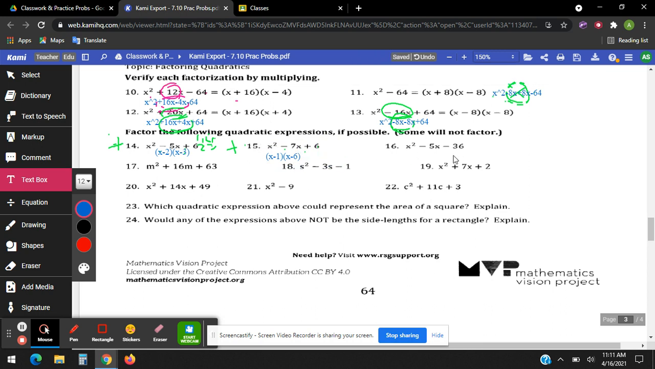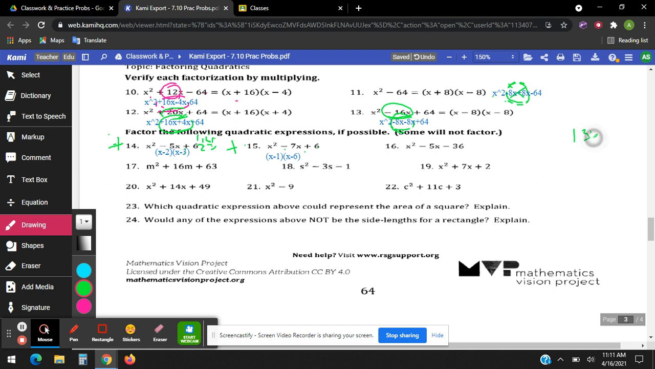All right, here we have 36. So we have quite a few on this one. So I'm actually going to write them off to the side here. So we've got 1 and 36, 2 and 18. Oh my goodness. 3 and 12, 4 and 9, 6 and 6.